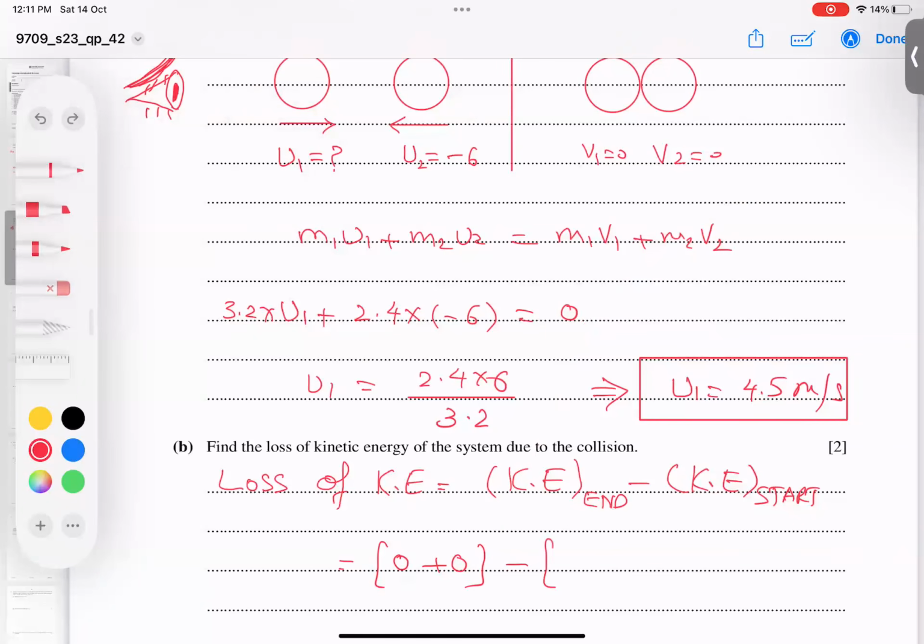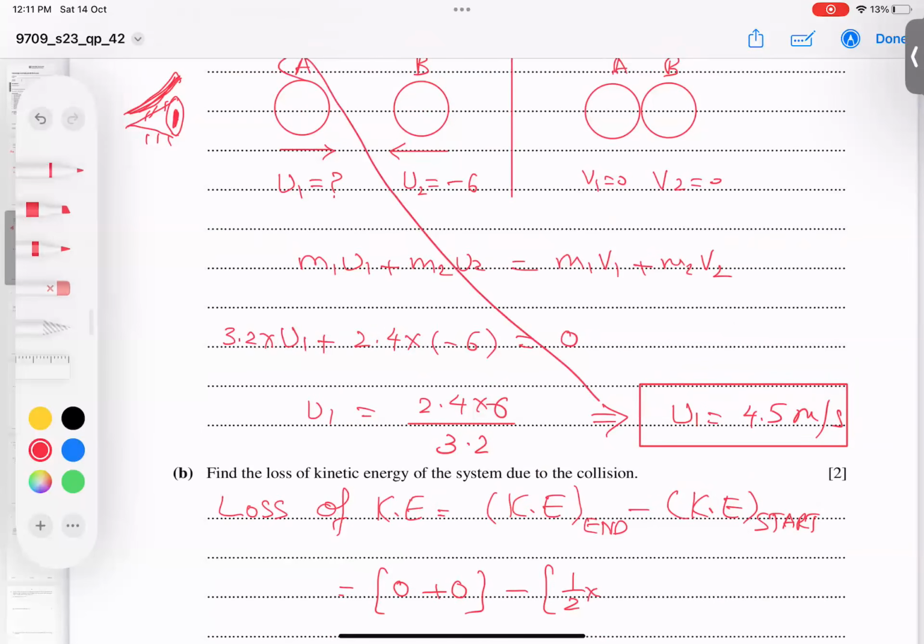So let's start. Half mv square. First I talk about the A particle. You can see this A particle, and the mass is 3.2. And the speed of this, I just got it, is 4.5. So half mv square with 4.5 square. Same way, plus half into mv for the second particle, mass is 2.4 into negative 6, into negative 6 square.